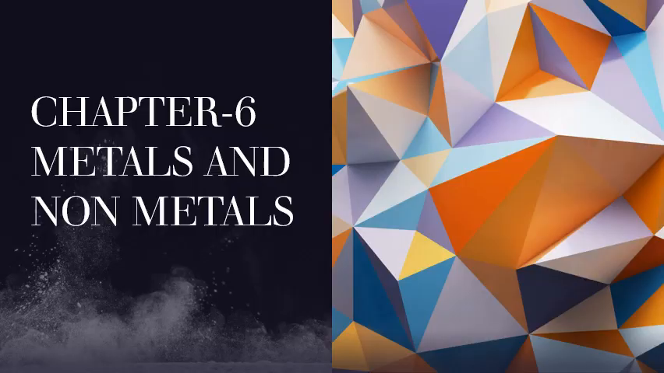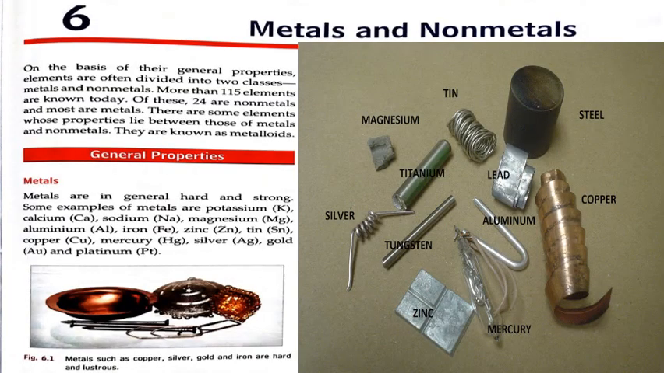Today we will be starting chapter 6, metals and non-metals, which is given on page number 49 of your book. So be ready with your books and take a pencil with you. So let's start our chapter.